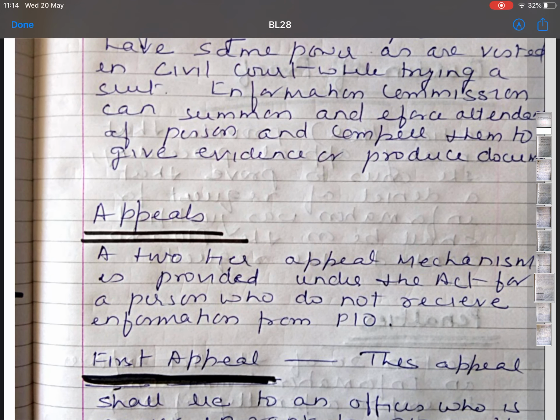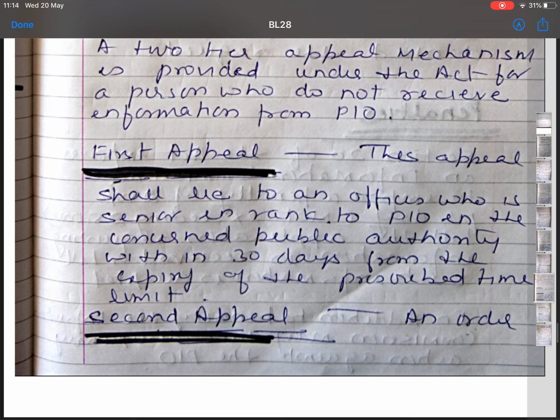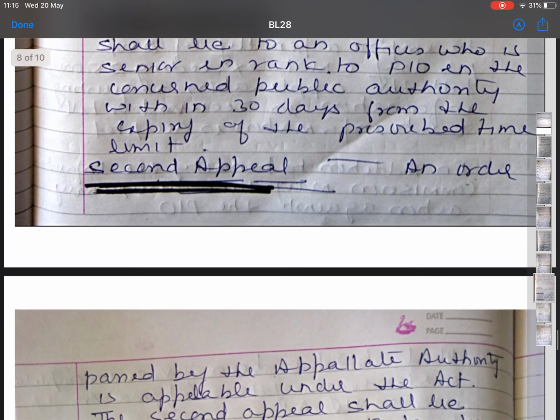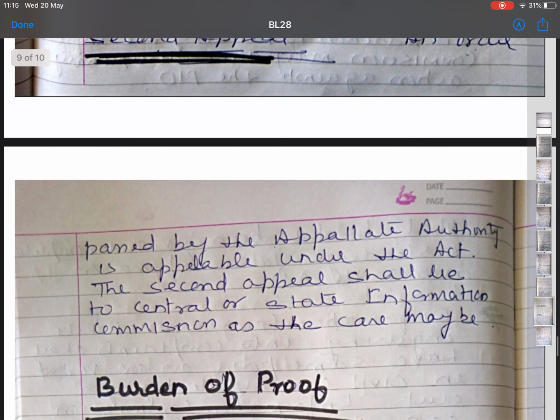Now the next topic is appeals. There is a two-tier mechanism provided under the Act for the people who do not receive information from Public Information Officers. The first appeal will be to the higher or senior rank officer than the PIO, within 30 days from the expiry of the prescribed time limit. Then there is a second appeal; an order passed by the appellate authority is appealable under the Act. The second appeal shall be to the Central or State Information Commission as the case may be. The second appeal shall lie within 90 days from the date of decision of the first appellate authority.